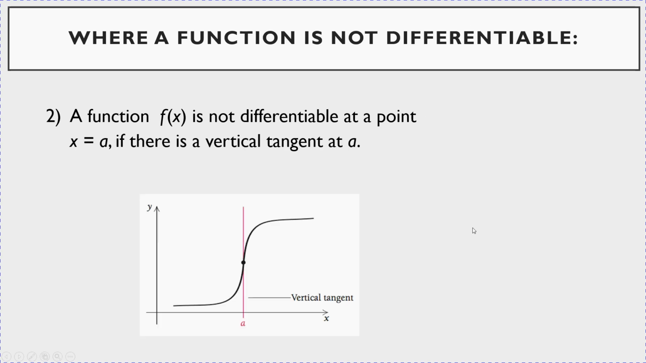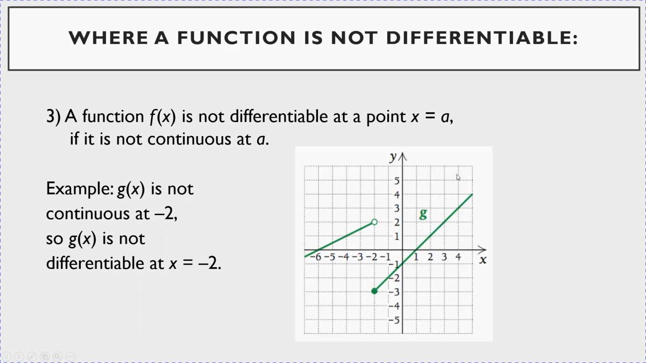A function f of x is not differentiable at a point x is equal to a where you get a vertical tangent line, right? Because what's the slope of a vertical tangent line? The slope is undefined. And then finally, a function f of x is not differentiable at a point x is equal to a if it's not continuous there. Like if you look at this graph, this function g of x is not continuous at -2, so the function is not differentiable there. All right, class, I hope this video helped, and you should be able to tackle your homework problems for this section.